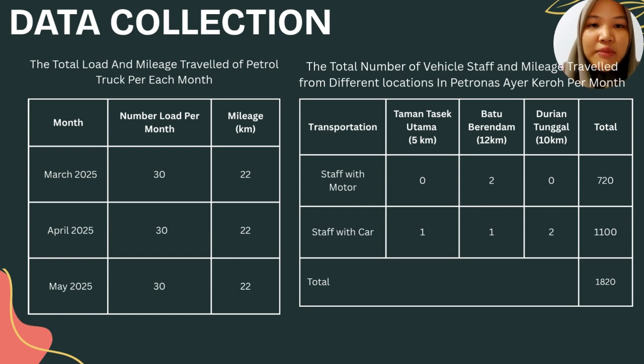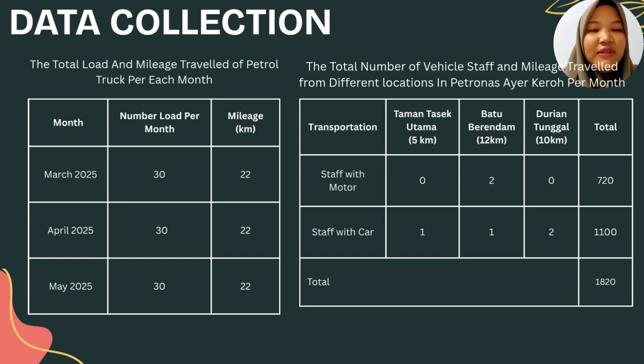And next is the total number of vehicle staff and mileage travel from different locations in Petronas Hydro per month. Data was collected through a Google Form, and most staff live in Batu Berendam and Durian Tunggal. The travel distances were measured using Google Maps, and this table shows how often staff use motorcycle or car and how far they travel each month.